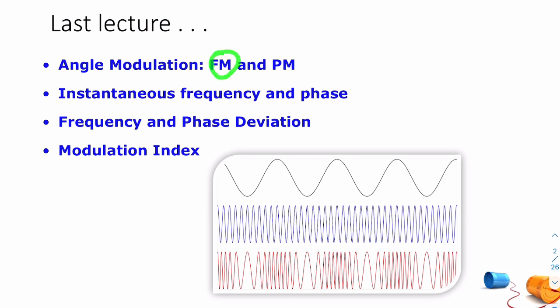We spoke about FM and PM and how it's generated. We introduced the idea of the instantaneous frequency and instantaneous phase. We spoke about frequency and phase deviation, and we introduced the idea of the depth of modulation or modulation index for frequency modulation, where the amplitude of our message is encoded not in the amplitude of our high frequency carrier, but in the instantaneous frequency. So you have high frequency and low frequency corresponding to our message.